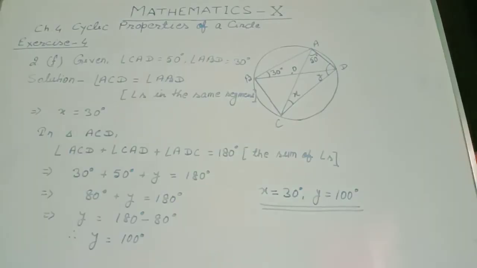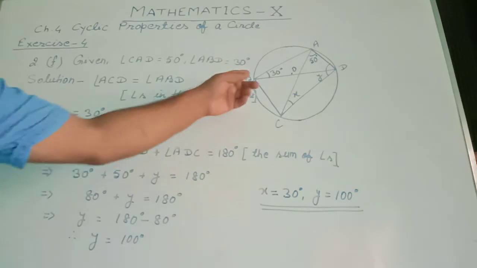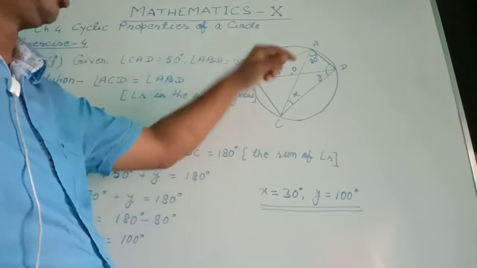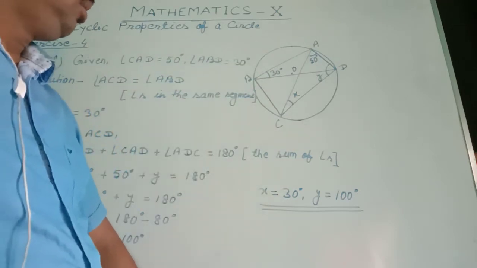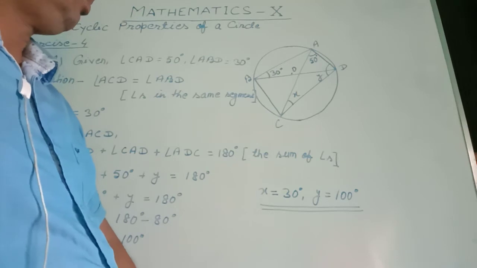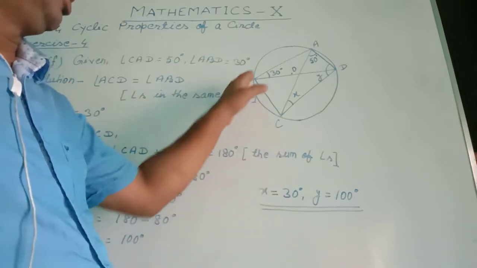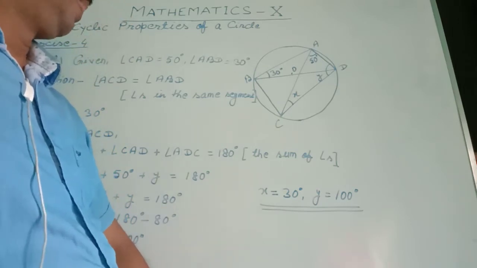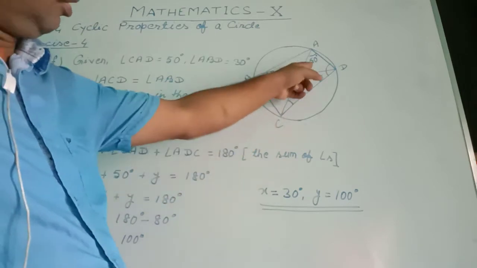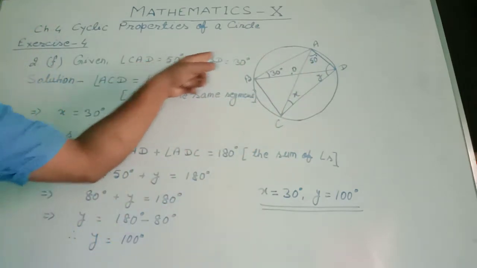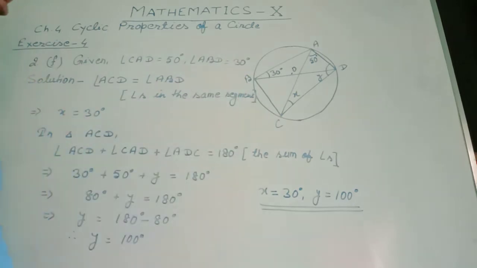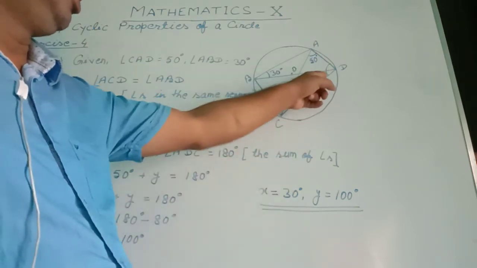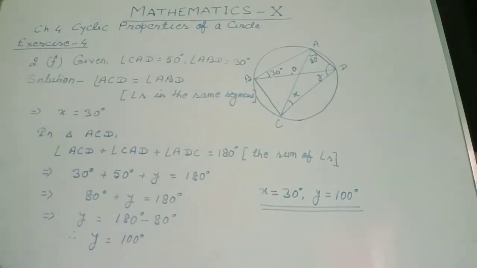In question number 2F, this figure is given. ABCD is a cyclic quadrilateral because all the vertices of this quadrilateral lie on the circumference of the circle, and AC and BD, these two are the diagonals. A few pieces of information are given. Angle CAD equal to 50 degree and angle ABD equal to 30 degree. Angle ACD is X and angle ADC is Y. We are asked to find out these two values.